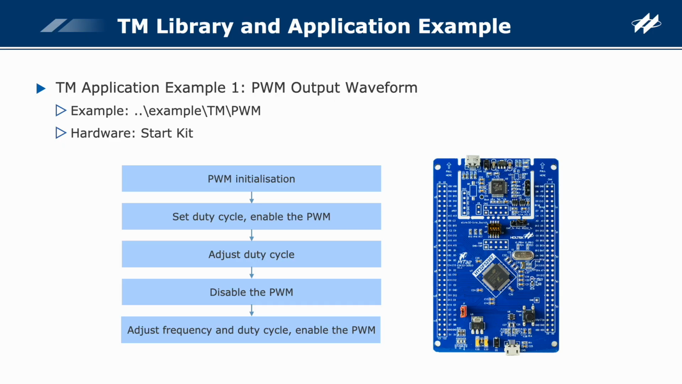After PWM initialization, the program will set the PWM duty cycle and then enable the PWM. A PWM square wave with the specified frequency and duty cycle is then output. Then, adjust the duty cycle and disable the PWM. It can then be seen that the PWM duty cycle has changed. Finally, adjust the PWM frequency and duty cycle, and re-enable the PWM to output a PWM square wave with the adjusted frequency and duty cycle.